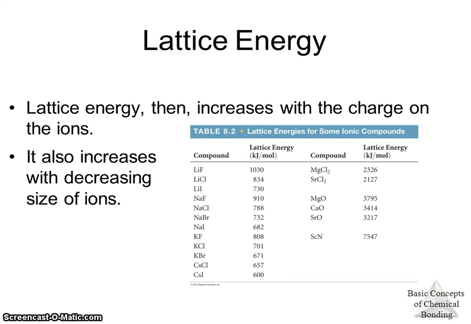Do you notice, for instance, that lithium fluoride and magnesium chloride, which are both fairly similar in size, not too much difference, but because in magnesium chloride the magnesium has twice the charge, we see about twice the lattice energy. We'll also notice that there are smaller lattice energies as the salts, these ionic compounds, get even bigger. So that's another trend that we can follow. Bigger radius, less attractive force. Larger charges, more attractive force.